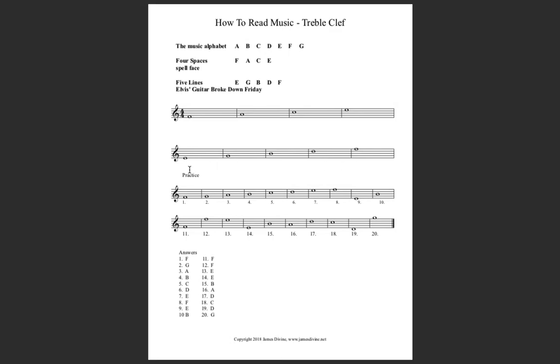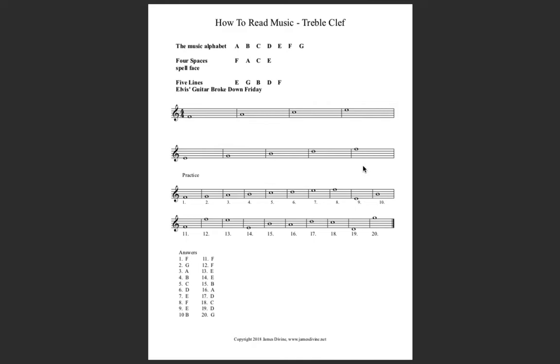A way to remember the line notes is Elvis's guitar broke down Friday. The first line is E for Elvis. The second line is G for guitar. The third line is B for broke. The fourth line is D for down. And then the fifth line is F for Friday.